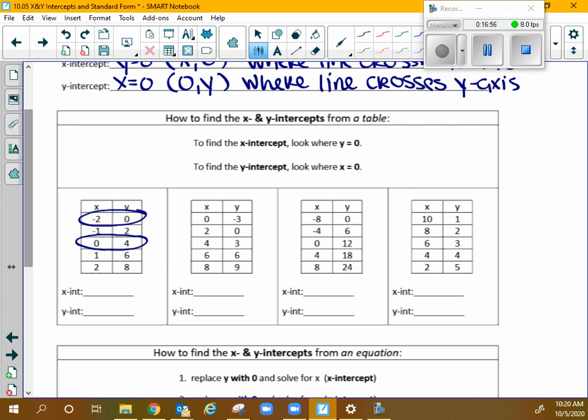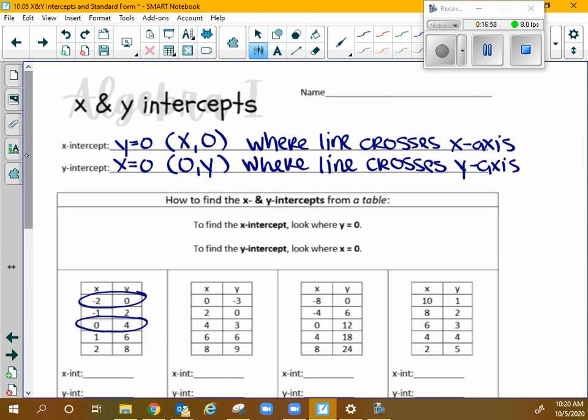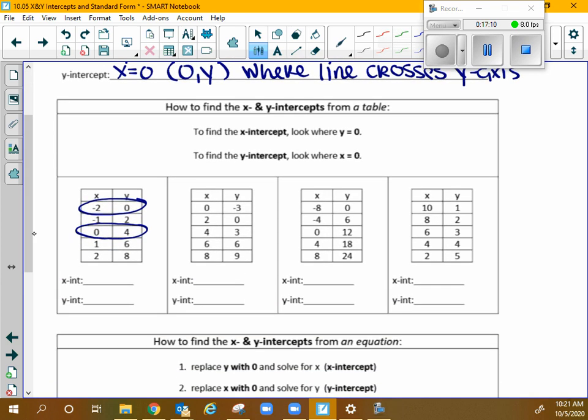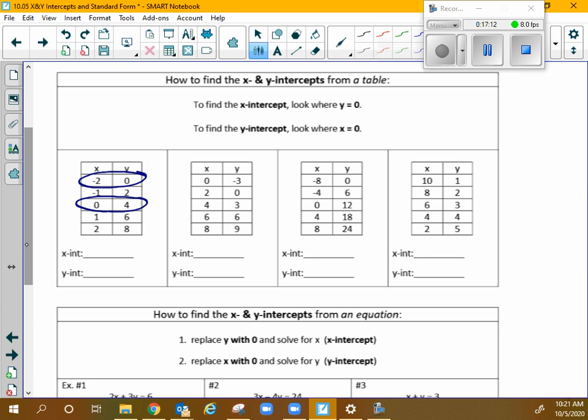Your x-intercept is actually called the zero of the function, because your output or your solution is 0. So -2, 0 and 0, 4. Which one of those is my x-intercept? -2, 0. And we are going to write them as points.